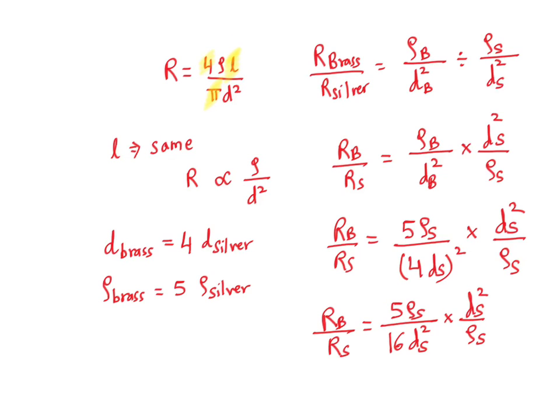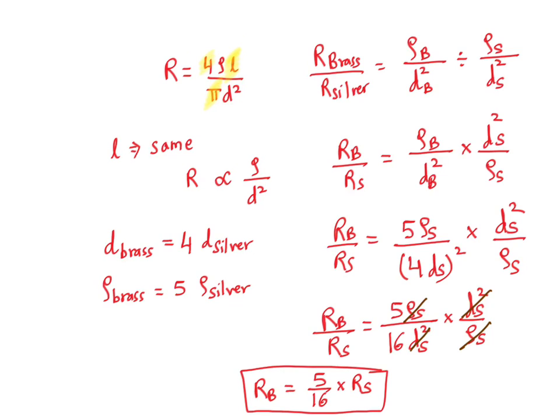cancelling out the commons would lead us to the answer. So we can see that the resistivity we have converted, means all of the brass can be represented in terms of silver, so we can cancel out these and we are left with the number 5 over 16, which means that resistance of brass is 5 over 16 times the resistance of silver, and that was the answer.